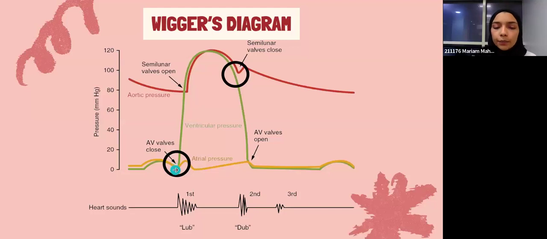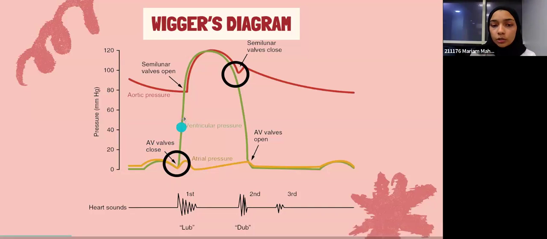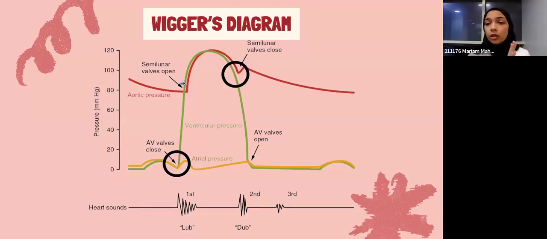And then when the blood is in the ventricle, the ventricle will start to contract. So when the pressure of the ventricle is higher than the pressure of the atrium, it closes the AV valves, okay? So for example, if we're talking about the left side of the heart, it will close the mitral valve. And then there's the isovolumetric contraction of the ventricle. It will contract until it passes the aortic pressure, okay? So then it will open the semilunar valves. When the semilunar valves open, it will push the blood to the aorta, okay?